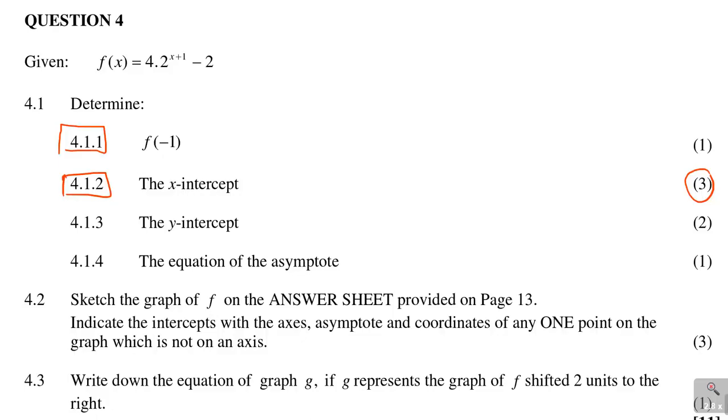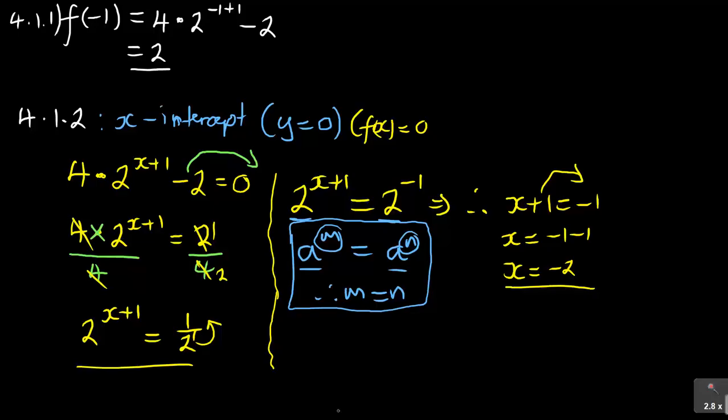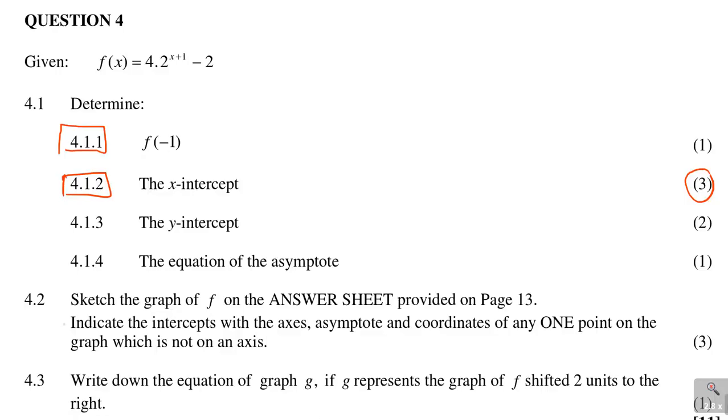So now the question was, I need to find the x-intercept. That was the first one, the x-intercept. So this is the x-intercept, but if I put it in coordinate form, that particular x-intercept is when x is -2, y is 0. This is the coordinates of the x-intercept. All right, so the next question says I need to find 4.1.3, the y-intercept, and it is 2 marks.